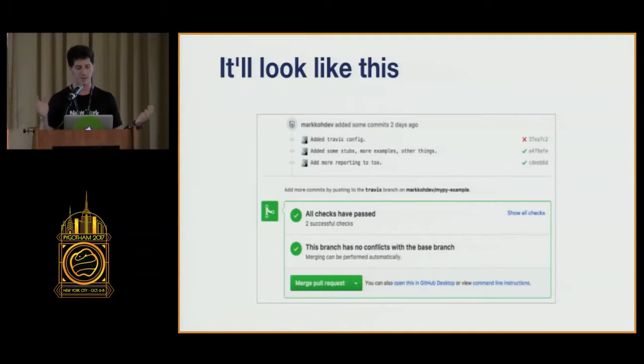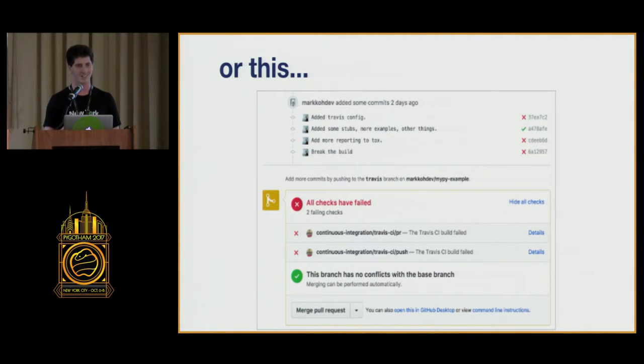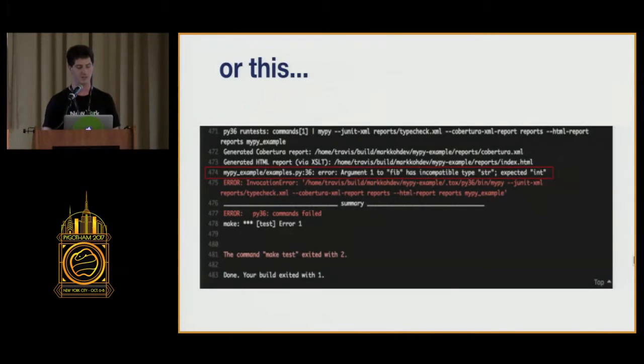And if all goes well, then your pull request will look something like this, right? All checks passed, thumbs up, you can merge. Or if you're more like me, it might look something like this. All checks failed, crap. All right, so I'm using Travis CI here. In that case, I would click these little detail links over here, and that would bring me to Travis, which would tell me, hopefully you guys can see this, MyPy examples, line 36, argument 1 to fib has incompatible type string, expected an int. It tells you that it failed, and I can now go fix that.